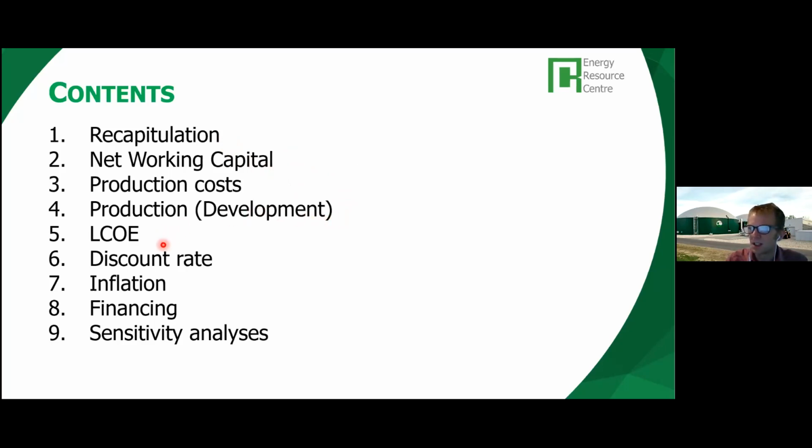We'll look at the levelized cost of electricity. Have a look at discount rates and selecting a proper discount rate. We'll look at inflation, how to include that in financial analysis. We have a quick closer look at financing, looking back at the remarks and the question of Mr. Kamal. And finally, we have a quick look at sensitivity analysis.